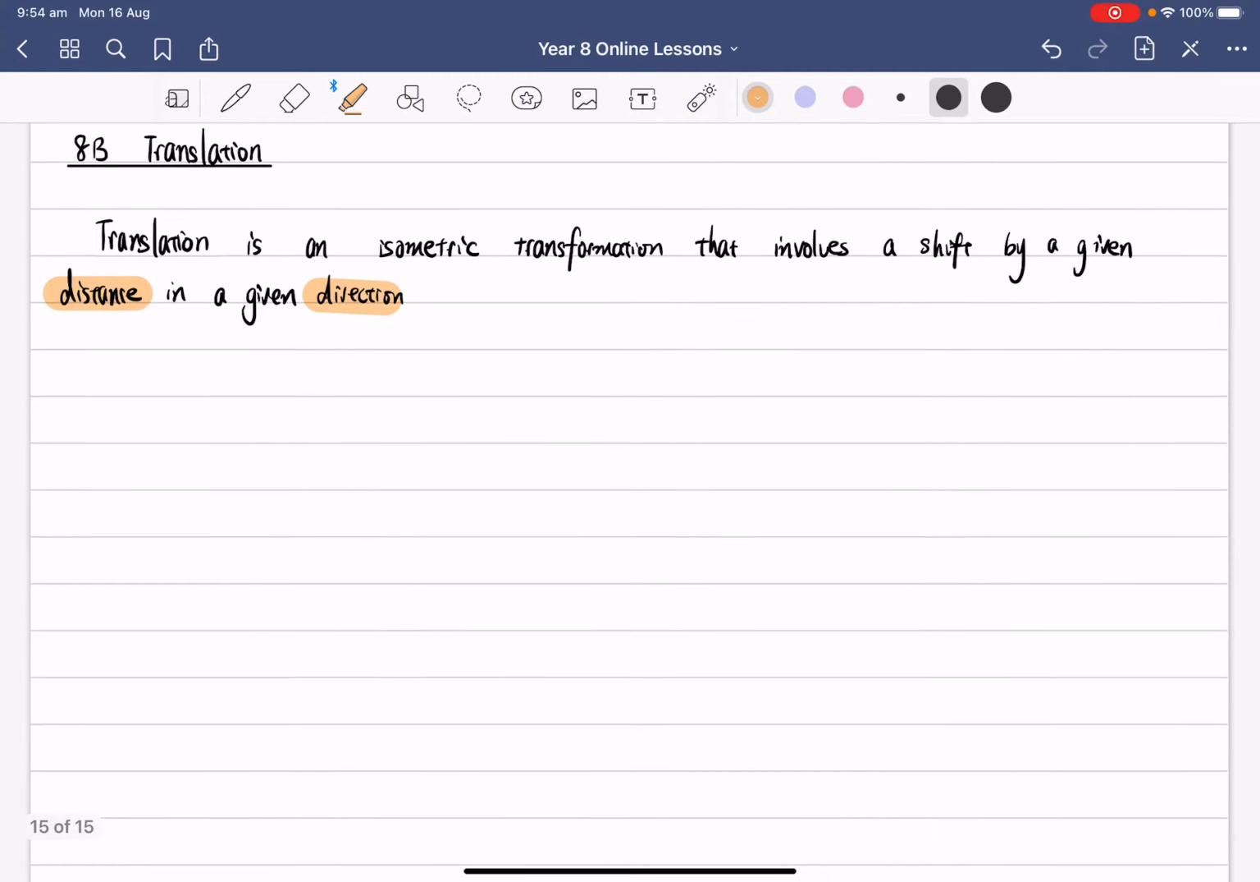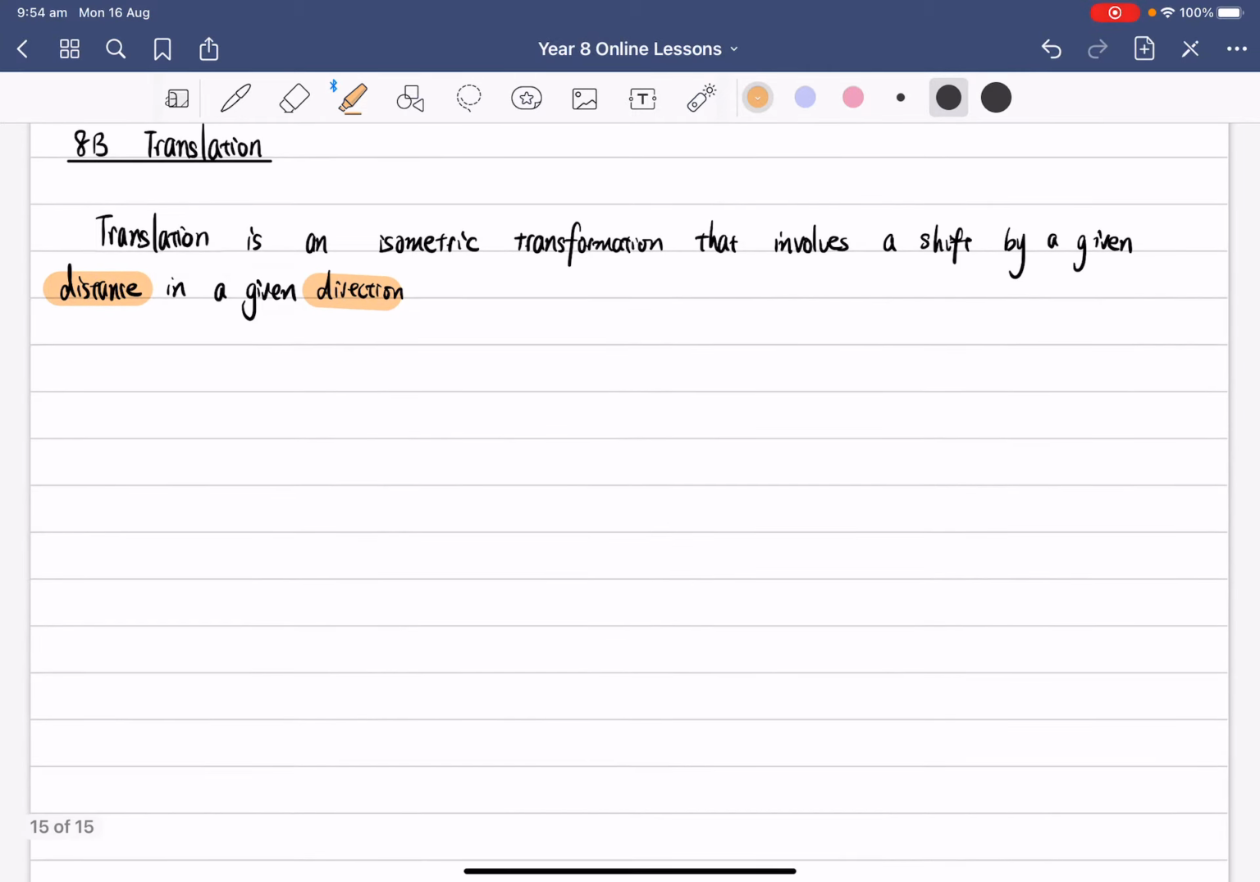In this case, we're going to use another term to describe the direction and the distance. We use something called a vector. A vector can be used to describe the distance and direction of a translation. This is actually quite important. Later, especially in physics and higher level mathematics, you're going to study what a vector is. A vector is something to do with magnitude and direction.